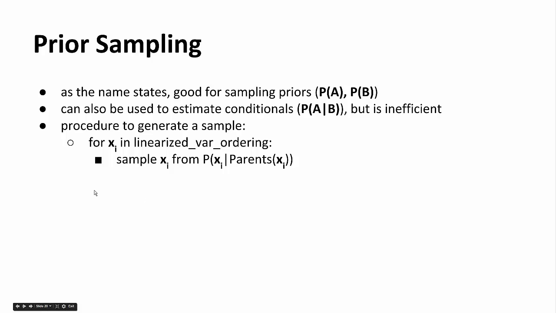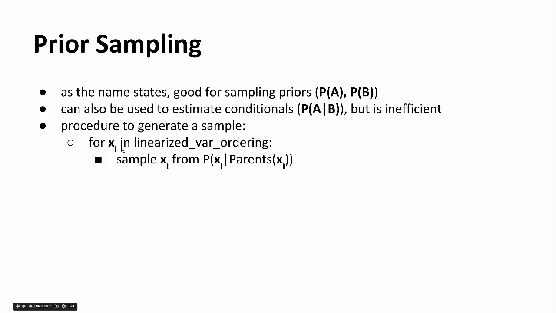So just talking about what it is. Prior sampling, as the name implies, is good for sampling priors, which just look like probability of A or probability of B, so nothing behind the conditioning bar. We can also use it to estimate conditionals, like the conditional probability table P of A given something, but it's generally inefficient, and we'll see why. But the procedure is very simple.